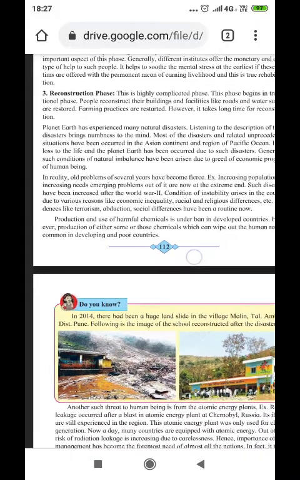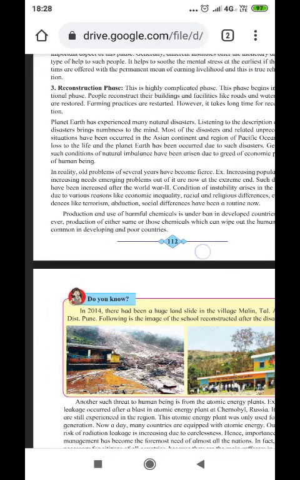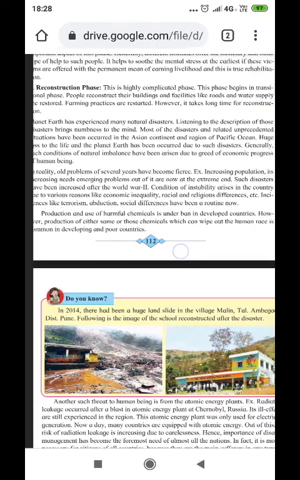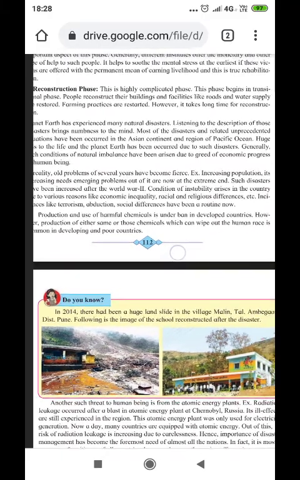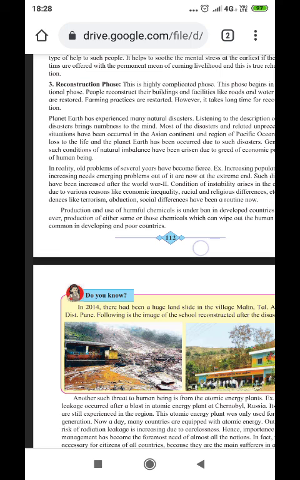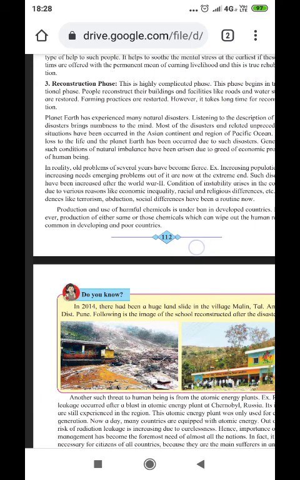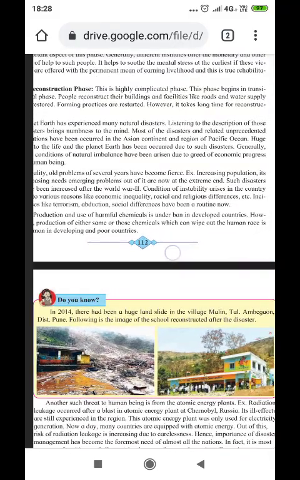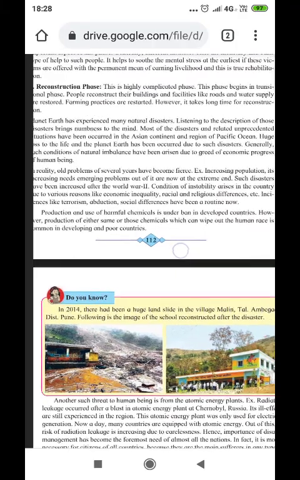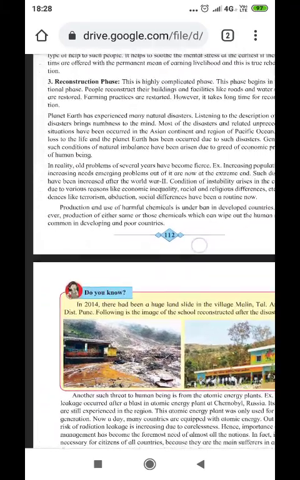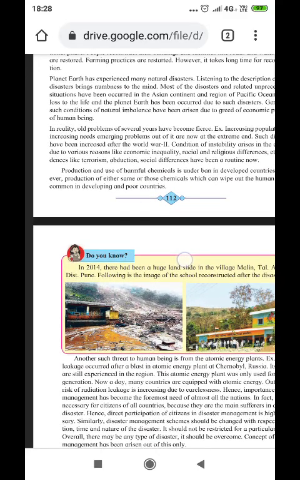Planet Earth has experienced many natural disasters. Listening to the description of those disasters brings numbness to the mind. Most of the disasters are related to unpredicted situations. Unprecedented situations have occurred in the Asian continent and the region of the Pacific Ocean. Huge loss of life and property on planet Earth has occurred due to such disasters. Generally, such conditions of natural imbalance have arisen due to the greed for economic progress of human beings. So indirectly, human beings are to some extent responsible for these disasters.